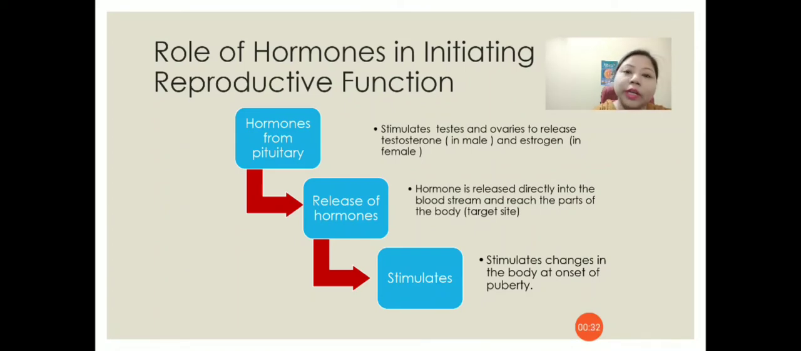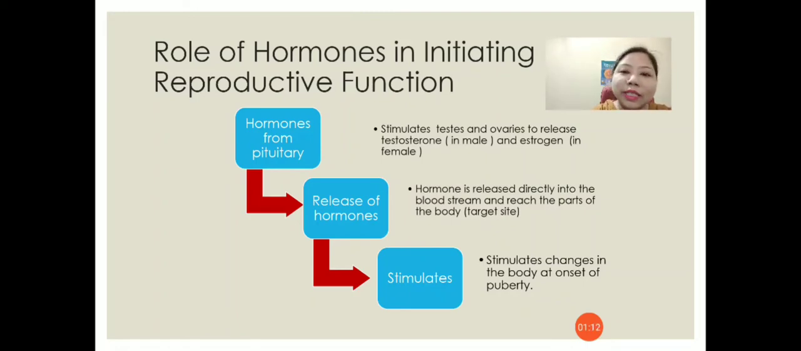Actually the hormone is produced at one site and it acts at another site. So the site where it is produced, the hormone does not act at that particular site. It moves along with blood to another site which is called the target site, and then it starts acting at that site. This production of hormone will stimulate the changes in the body at onset of puberty, and this is how the secondary sexual characteristics occur in both male and female at onset of puberty.